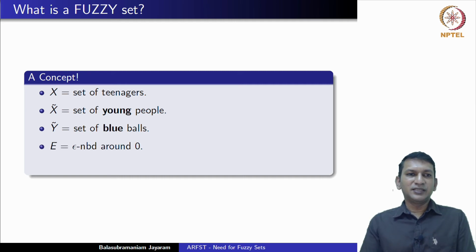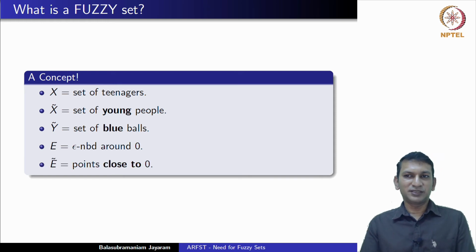If E is just the epsilon neighborhood around 0, the moment you fix epsilon, then we are in a position to say whether an element belongs to the set or not. However, if you modify this, relax and say that let E tilde represent all those points that are close to 0, then this closeness, this proximity, it's a concept. It's contextual and subjective.